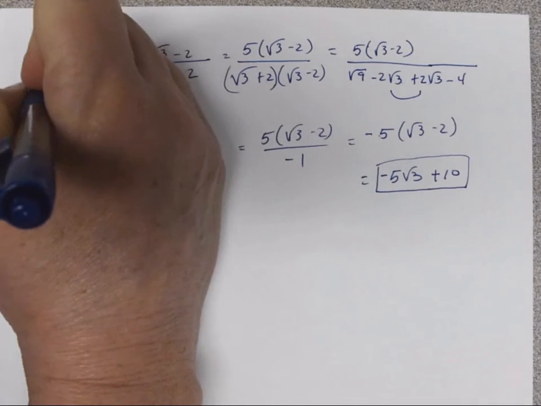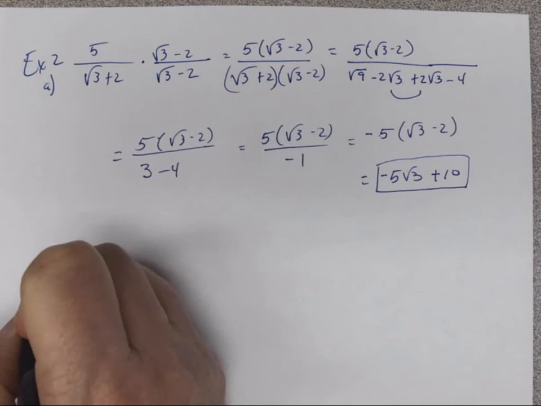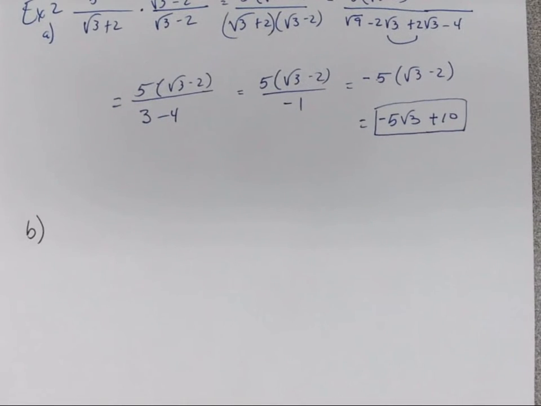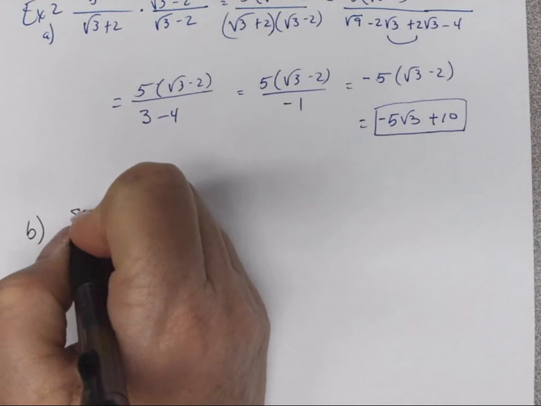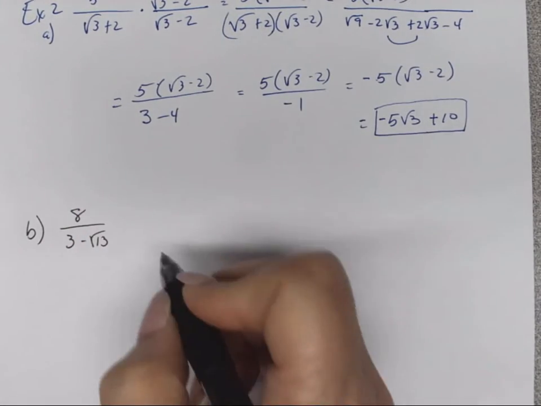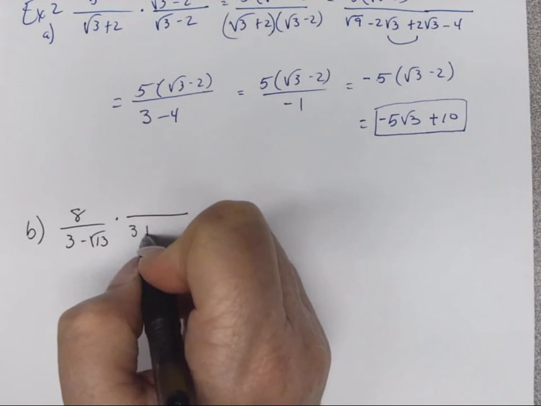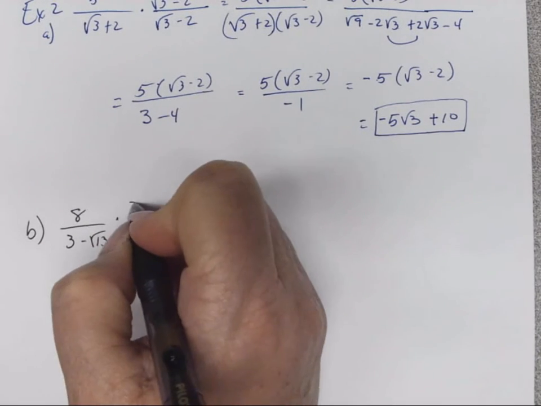All right, so this was our part A. Let's go look at part B. So for part B, we have 8 over 3 minus the square root of 13. So again, we're going to have to multiply by the conjugate, which will be 3 plus that square root of 13 over itself.